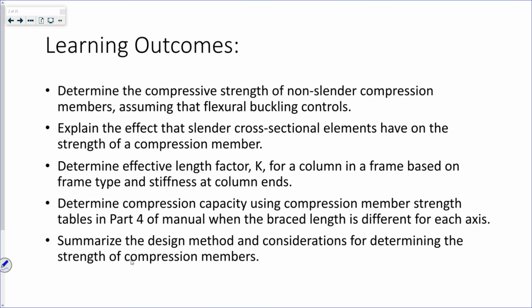We're going to focus on non-slender compression, and a lot of the times flexural buckling will control. We'll look at the effect of slender cross-sectional elements, effective length factors, and how to do that in a frame. And then we're going to do a bunch of examples. I'm going to summarize the method and do some examples.